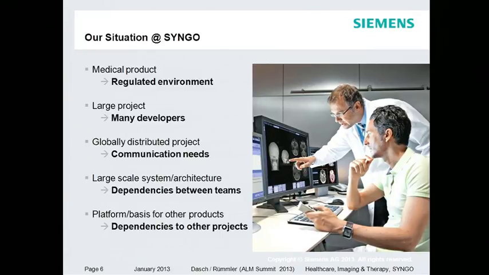And simply due to the size, you have lots of dependencies internally, physically. You have dependencies between teams. You cannot simply implement a single feature. You need to organize it across the teams. Maybe if you would like to do a new application, you need to have a feature in a platform component, for instance. And all those kinds of things need to be organized.